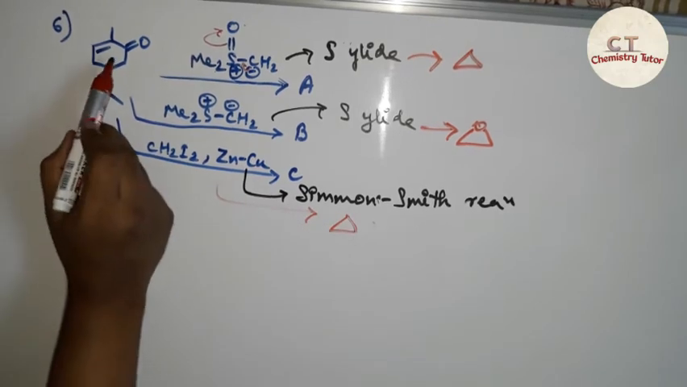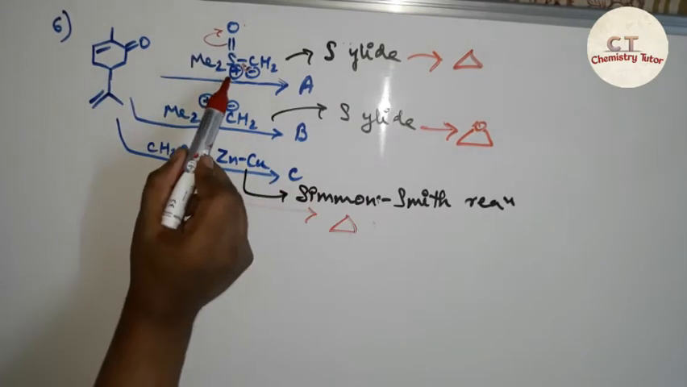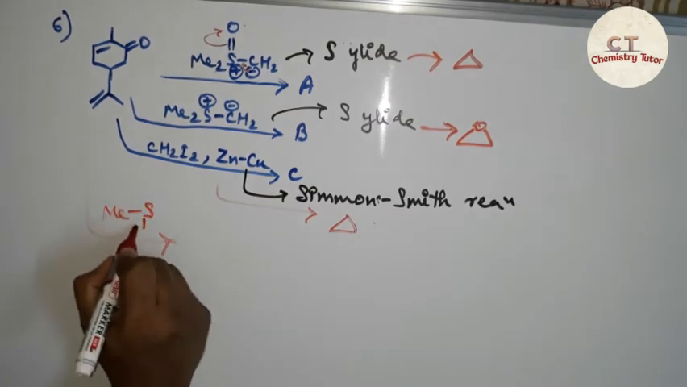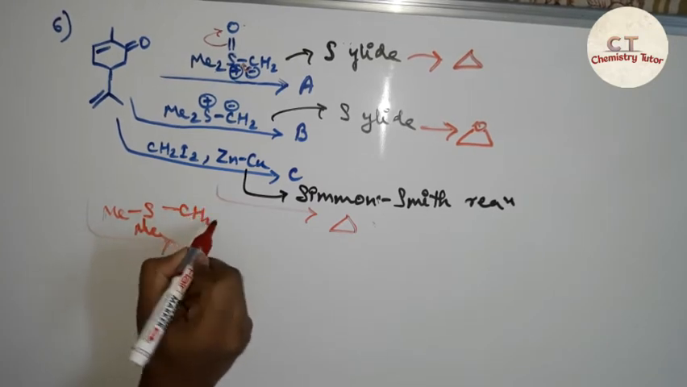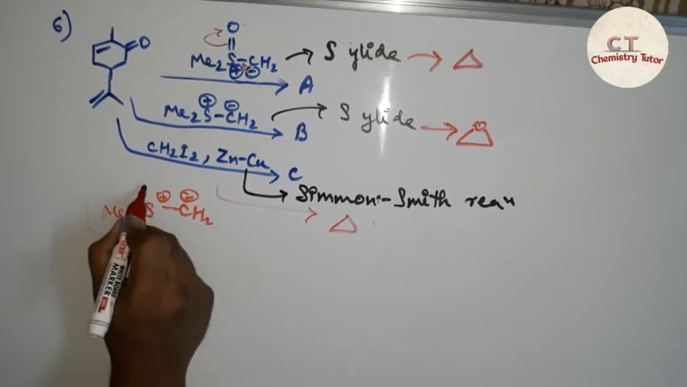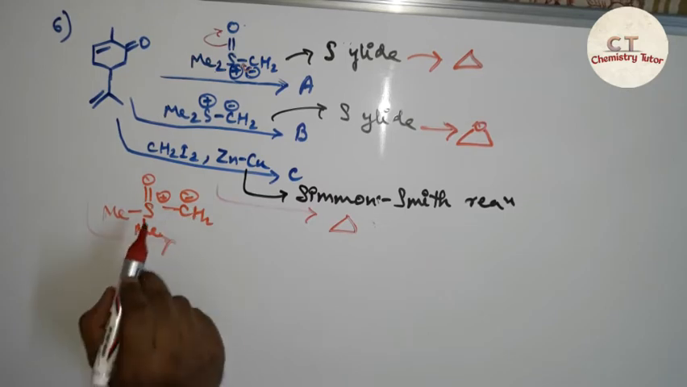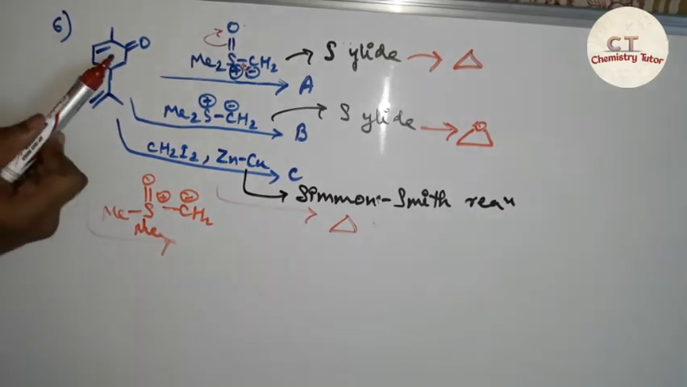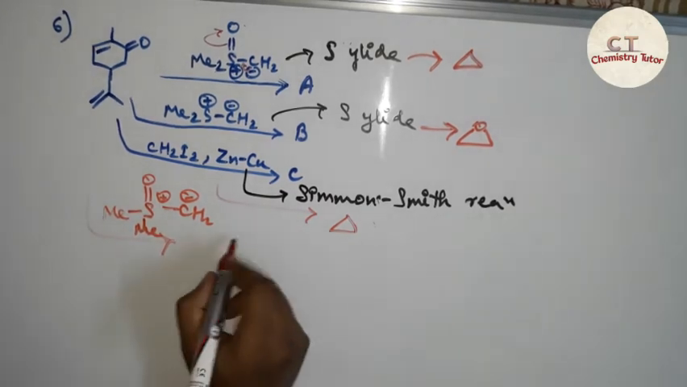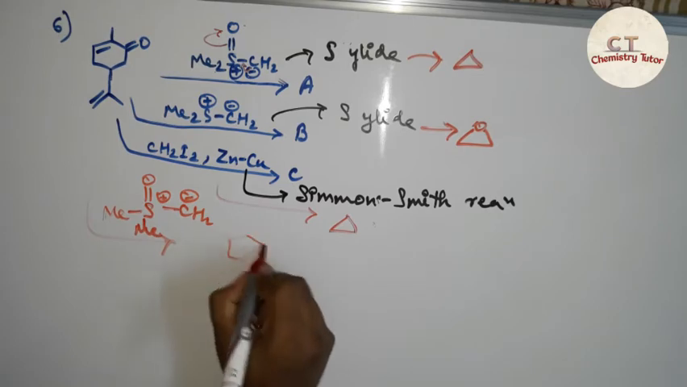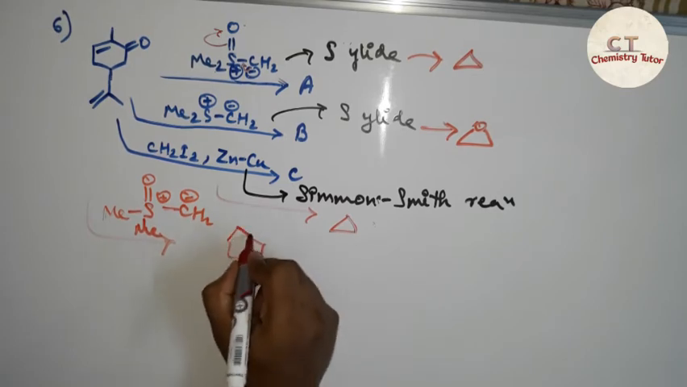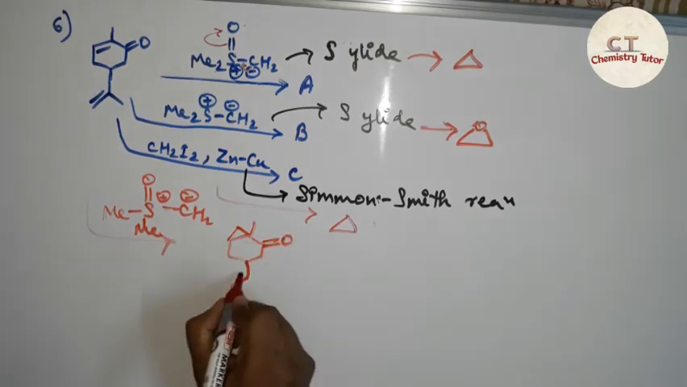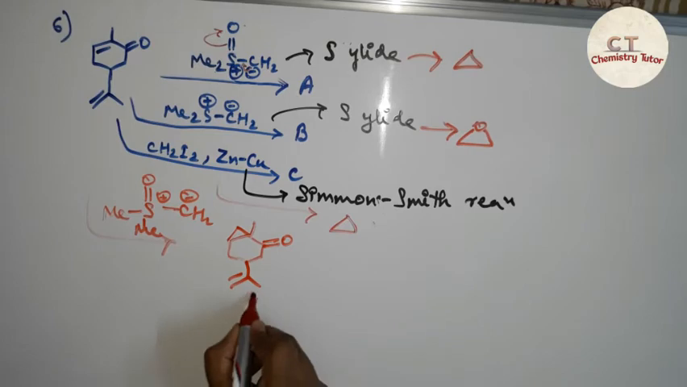Now the question is, what will be the products of this reaction? In the first one, it is a stabilized sulfur ylide. Okay, in case of a stabilized sulfur ylide, the attack will be on the alpha beta unsaturated compound, and a cyclopropane is going to be formed. You have to remember this one. Whenever you see a stabilized sulfur ylide, the product will be this one. So this is the product in A.